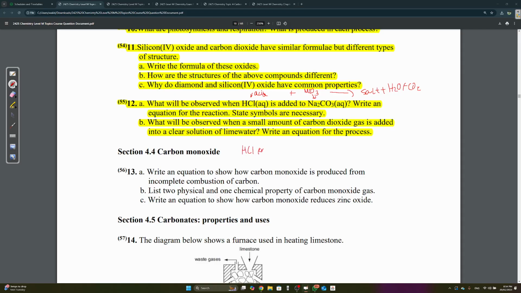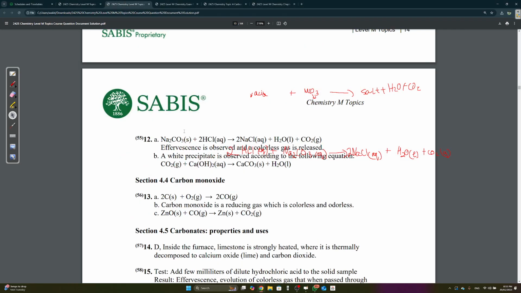HCl aqueous, they said state symbols, plus Na2CO3 sodium carbonate aqueous as well, to produce the salt, which is going to be NaCl, obviously, which is aqueous, it dissolves, right? Plus water, H2O, which is obviously a liquid, plus the gas, which is carbon dioxide. Let's see if we need to balance. You need to put a 2 here and a 2 here. It's balanced like this. Okay, let's take a look.